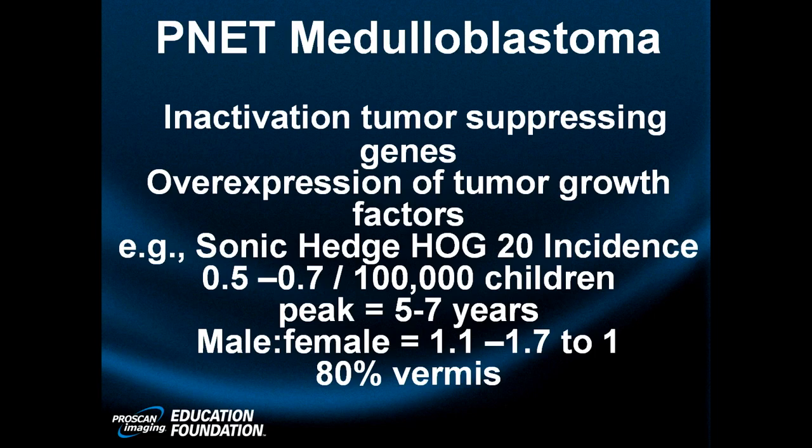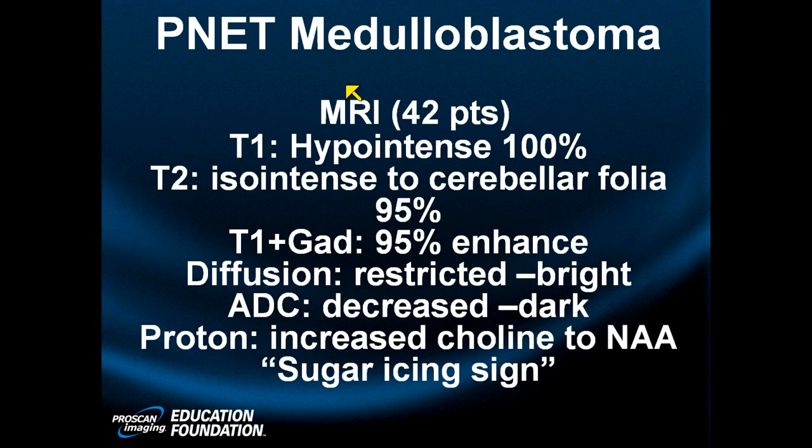Peak is 5 to 7 years of age, usually under age 5. When you get down around age 1, you might start considering look-alike tumors like the AT/RT, or the atypical teratoid rhabdoid neoplasm. There's no really major sex predilection. Some say slight male predominance. It likes the vermis. It likes the superior medullary velum.